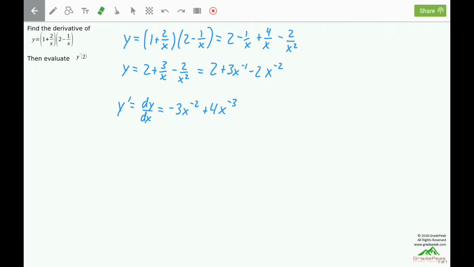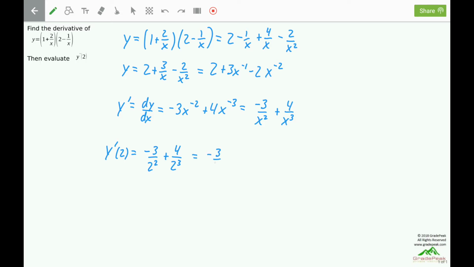At this point, it's probably best to rewrite by moving these negative exponents into the other position, which means to move them back to the denominator to make them become a positive exponent. So we will have a negative 3 over x squared plus a 4 over x cubed. So there is our derivative, and now we need to evaluate y prime of 2. y prime of 2 means to plug a 2 in for each of the x's, so we will have negative 3 over 2 squared plus 4 over 2 cubed.